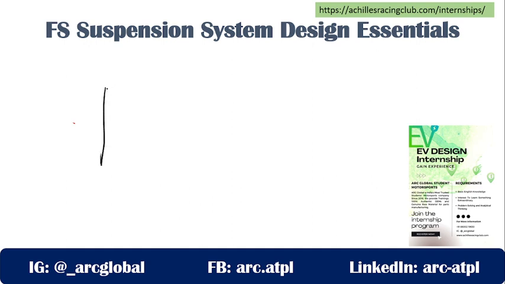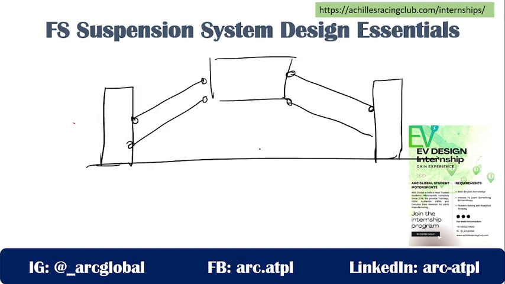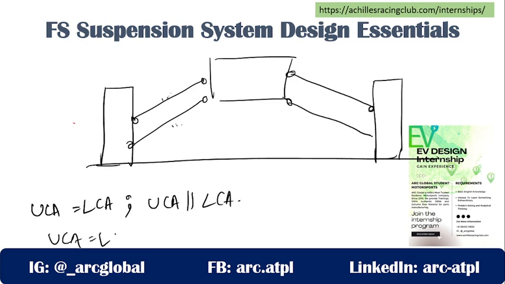Now, look here. Front view. This is one tire. This is another tire, with its suspension system. When a vehicle is moving forward, you can see these arms can be equal in length, can be parallel to each other, can be non-parallel to each other, can be unequal in length. So the conditions are: the upper control arm is equal to the lower control arm, and the upper control arm is parallel to the lower control arm. The upper control arm is equal to the lower control arm, and the upper control arm is not parallel to the lower control arm.